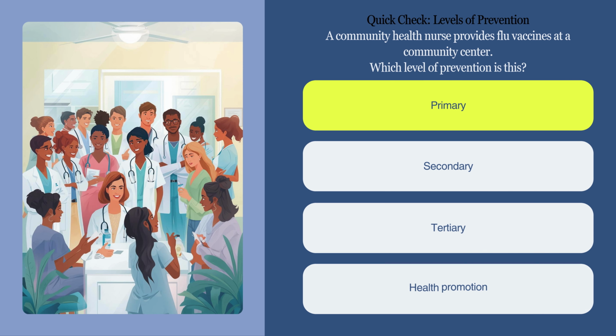Primary prevention aims to stop disease before it occurs. Vaccination prevents influenza infection, making it a primary preventive activity. Incorrect options. Secondary: focuses on early detection, for example screenings, not prevention. Tertiary: focuses on reducing complications of an existing disease. Health promotion: a broad concept; vaccines fit specifically under primary prevention.